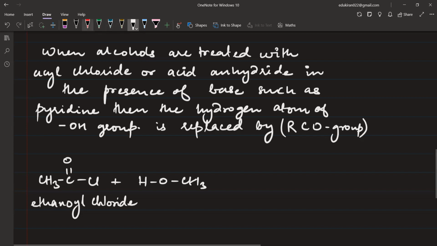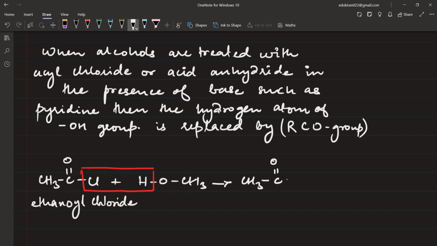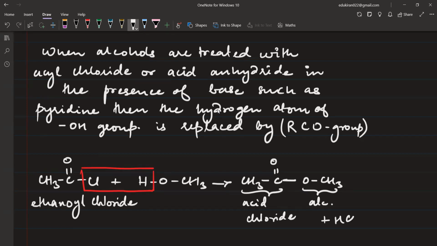HOCH3. And you should remember that we are learning the cleavage of OH bond. So we'll break this bond and the chlorine will go out, right? And you are going to get CH3, C double bond O, and then OCH3 is as it is. So this is from alcohol, and this is from the acid chloride. Can all of you see that? Yes or no? Please tell me. Plus, we are going to get HCl, and we are using pyridine here.